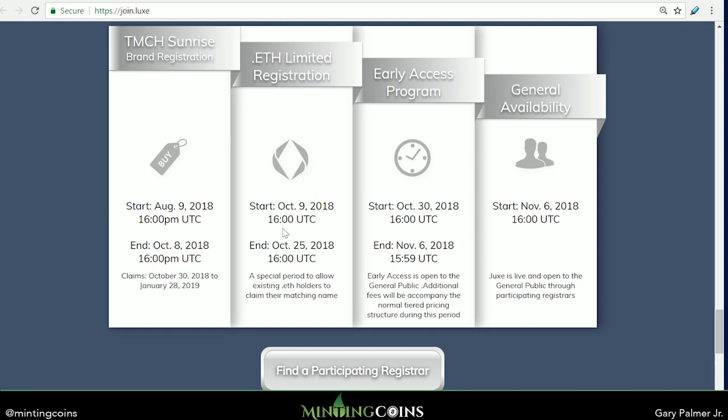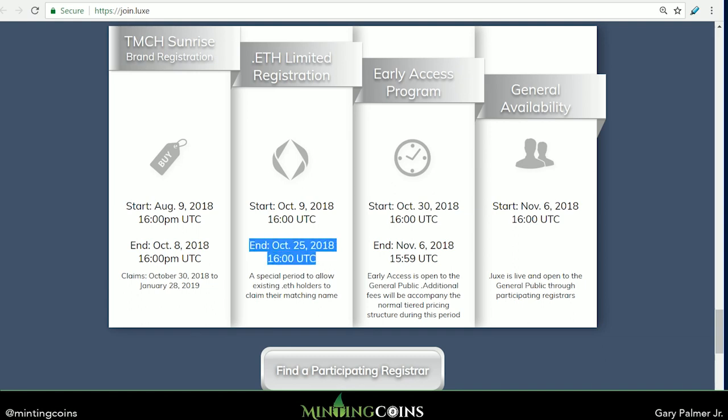The second stage is going to be the registration period for the .eth address holders. So anyone that has an ENS name is going to be able to register their matching .luxe name, and that's going to happen starting October 9th. So we have to get through the entire month of September, we have to get through the first week of October, and then in the second week of October is when you will be able to start claiming your .luxe name through here.